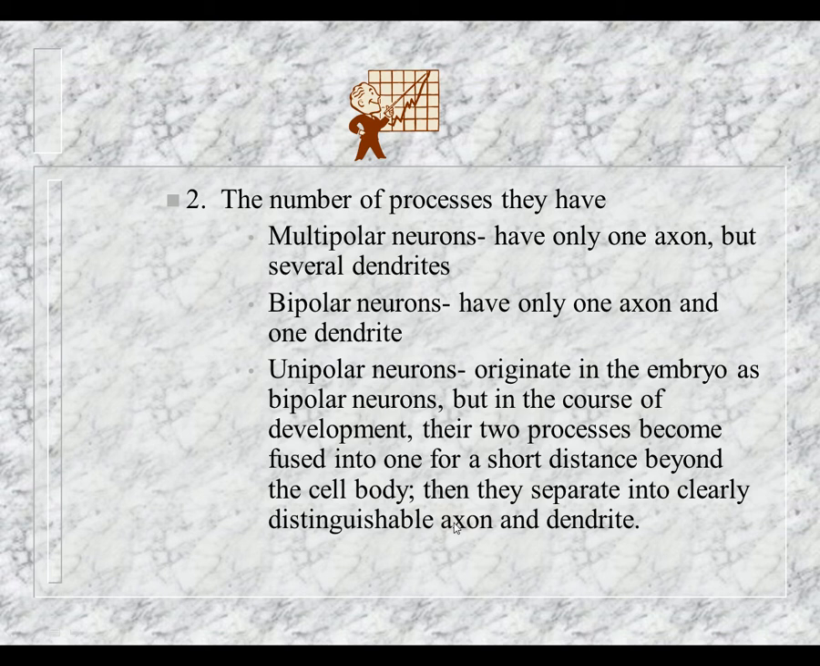All right, let's look at the second process here, and that's the number of processes that they have. They can have multipolar neurons, and that's where they only have one axon but several dendrites. They can have bipolar neurons, which have only one axon and one dendrite. Or unipolar neurons that originate in the embryo as a bipolar, so it's going to be a one-on-one. But in the course of development, they fuse together, and you really can't distinguish the axon from the dendrite.